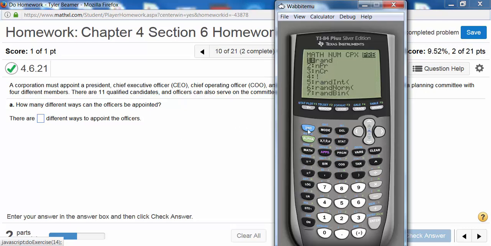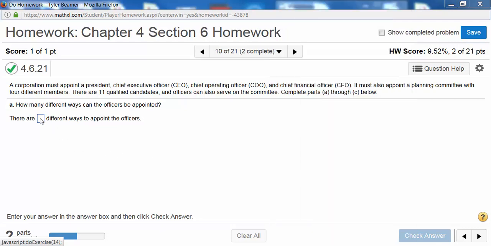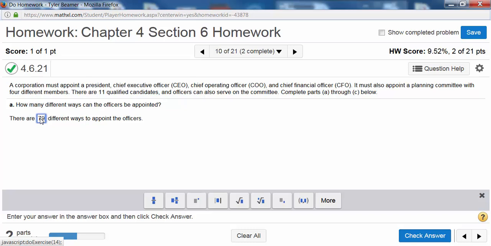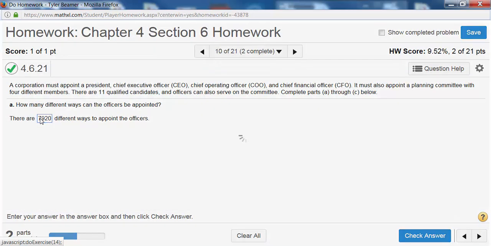So for this particular problem, we want to do 11 for the 11 qualified candidates, permutation, so select number 2, and we're choosing 4 officers, so 11 permutation 4. And so there are 7,920 ways that can occur.